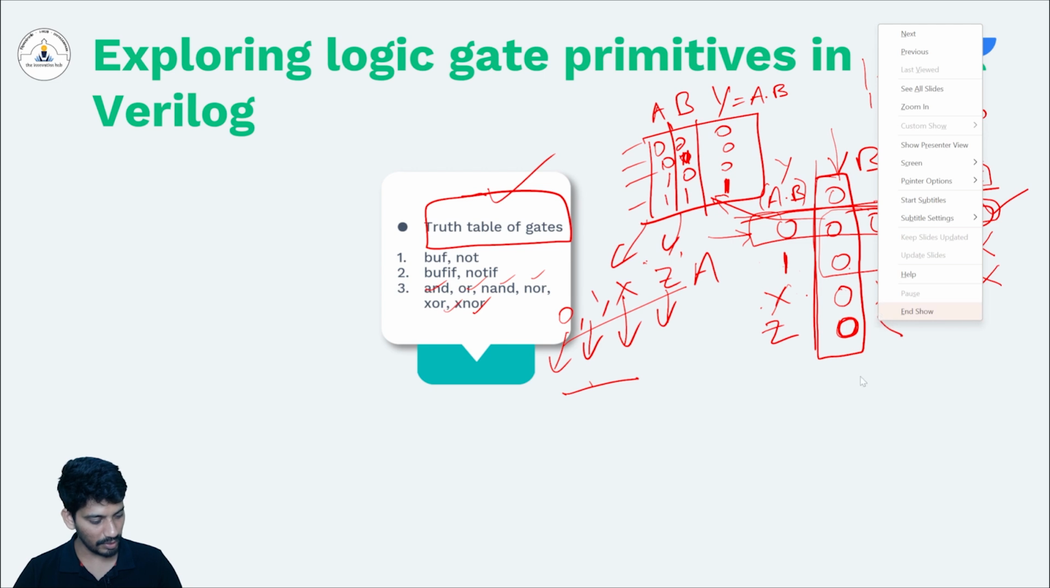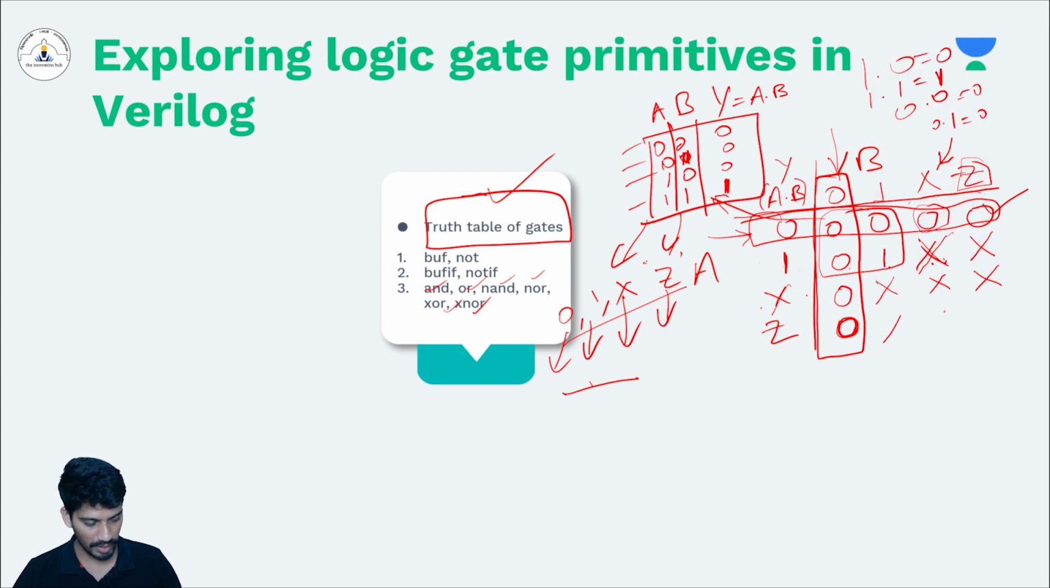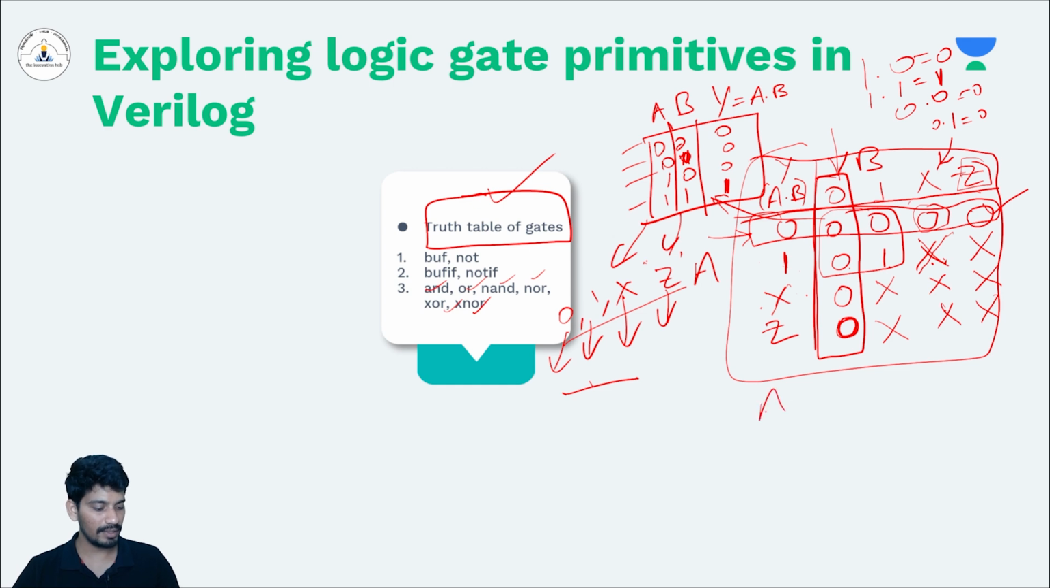Similarly, Z with 1 will give you X, X with X will give you X, and Z with Z will also give you X. So this is the modified truth table of the AND gate in Verilog. Similarly, you can write the truth table of the OR gate, NAND gate, NOR gate, XOR gate also. I am not writing the truth table of the NAND gate. It will just look like the inverter of these things. Wherever there is 0, the output will be 1, and wherever there is 1, the output will be 0, and X will stay as it is, right?